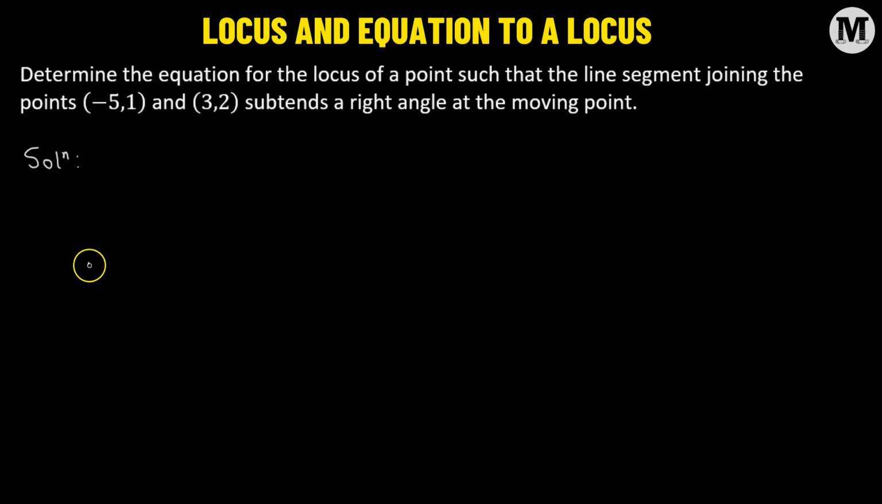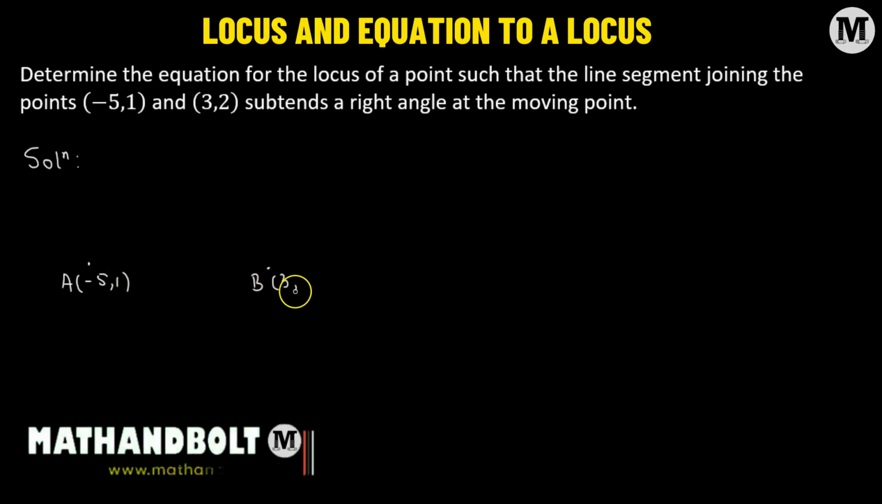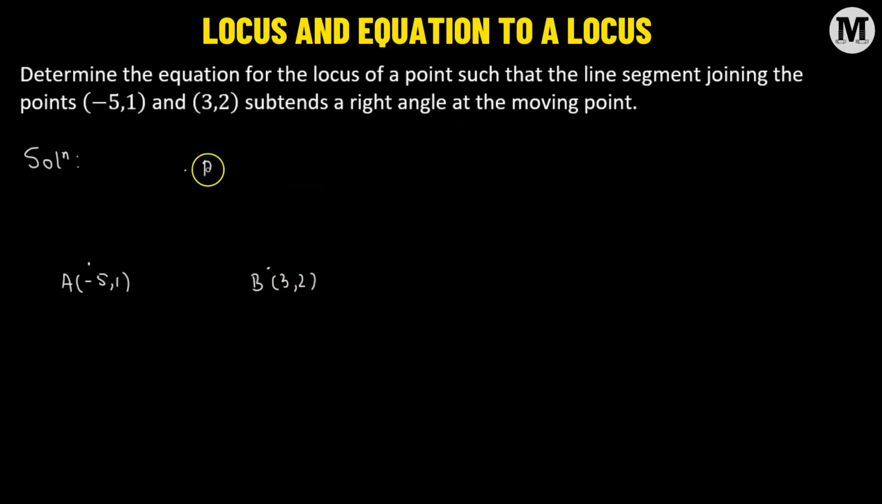Let's say we have 2 points. One of the points is A with coordinates -5, 1. We're going to consider another point B. B has the coordinates 3, 2. As given here, we have another point. Let's call it P with the coordinates h, k.